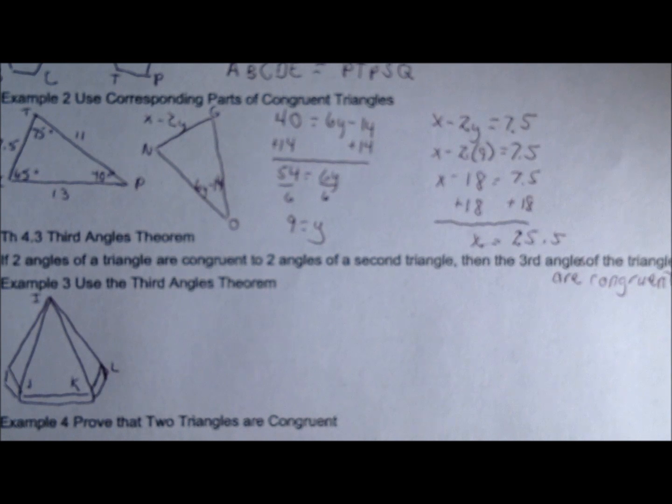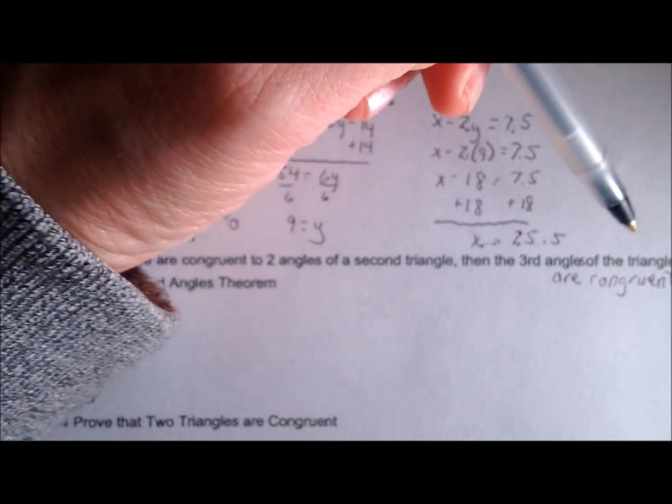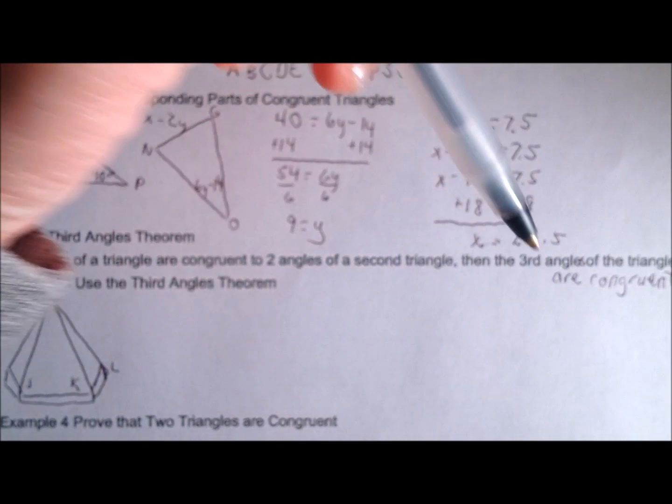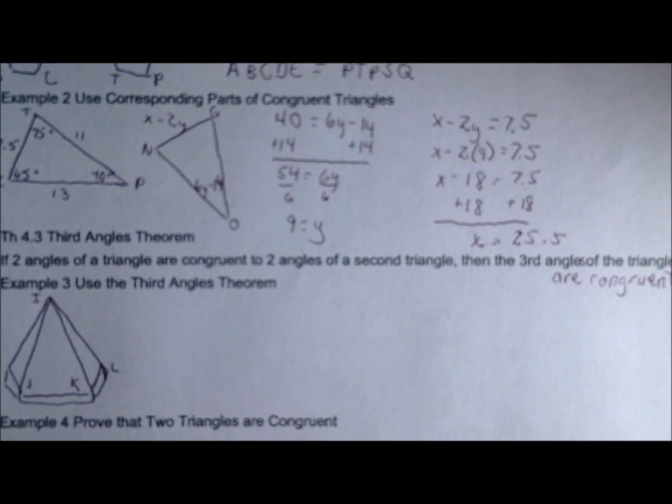Now for example 3. We first need to talk about theorem 4.3, the third angles theorem. And that states that if two angles of a triangle are congruent to two angles of a second triangle, then the third angles of the triangle are congruent. So in your theorem there, you have missing the S behind angles, and then the words "are congruent" were cut off. So go ahead and add those.